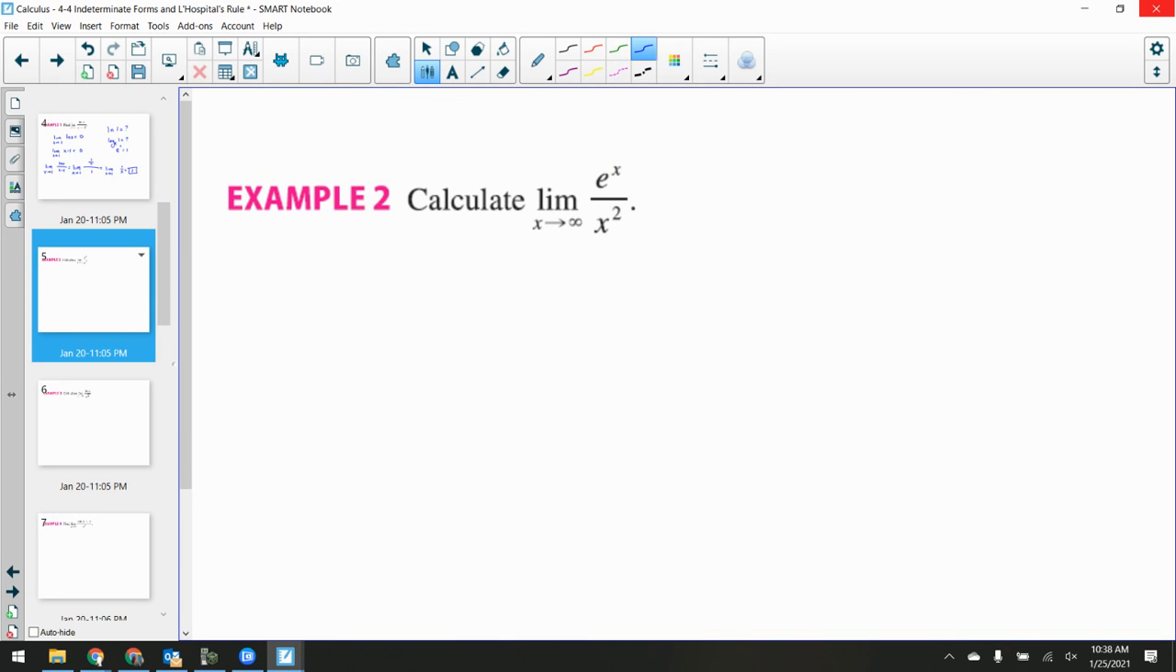Let's try another one. The limit as x approaches infinity of e to the x over x squared. Does L'Hopital's rule hold here? Well, as x approaches infinity of e to the x, if I plug in infinity, isn't it just going to keep getting bigger and bigger and bigger? Yeah.